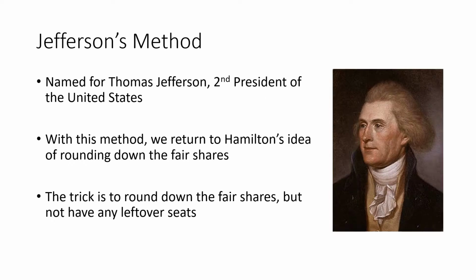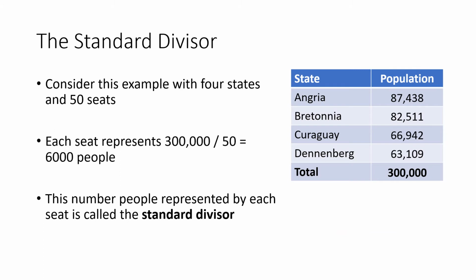Now, Jefferson's method, named after the second president of the United States, is going back to the original idea of rounding down the fair shares, right? If you remember how Hamilton's method worked, the first step was to take all those fair shares and round them all down. Hamilton's method was all about how to assign the leftover seats that we got when we rounded down. With Jefferson's method, we want to cleverly round everything down and yet still have the exact right amount of seats. And this involves using something called the Standard Divisor.